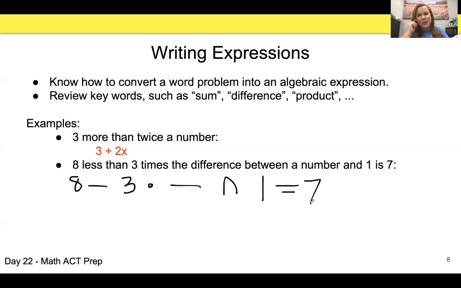So now I go back and I look at it and I'm like, okay, you can't do a multiplication then a minus. So 8 less than 3 times the difference between a number and 1. Okay, so this needs to go here. So this really needs to be n minus 1. Got that figured out. 3 times the difference. Oh, and this is where I usually mess it up.